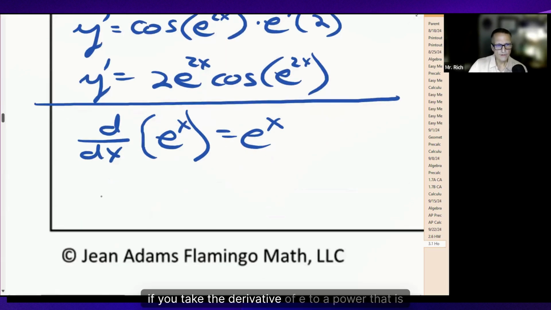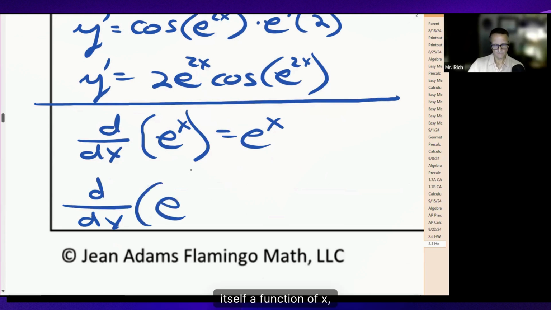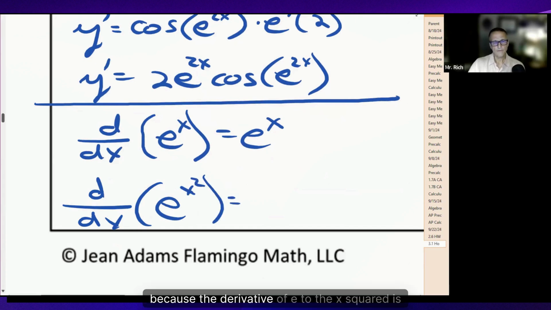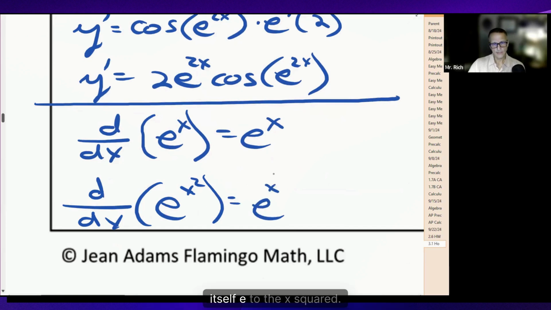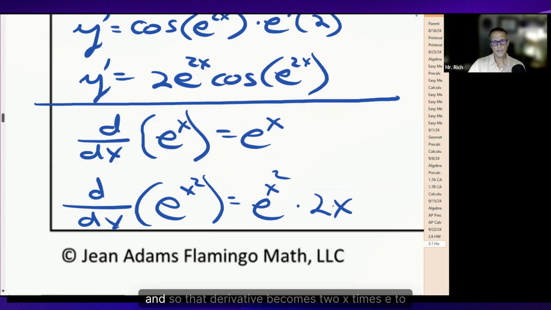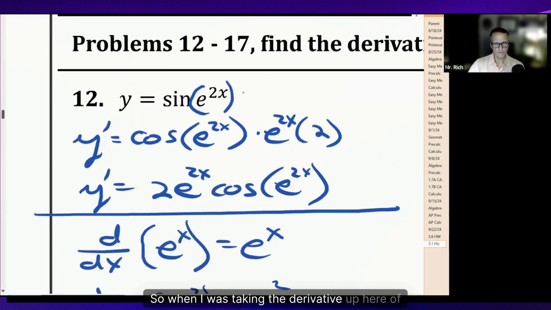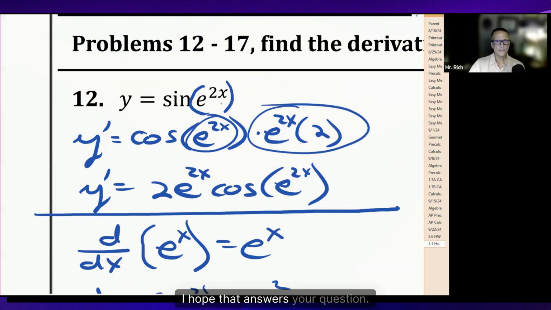However, if you take the derivative of e to a power that is itself a function of x, it could be, in this case, it was 2x. It could have been x squared. Well, this is a chain rule problem because the derivative of e to the x squared is itself, e to the x squared, but then I need to multiply it by its derivative by the chain rule. And so that derivative becomes 2x times e to the x squared. So when I was taking the derivative up here of this inside part, the derivative of e to the 2x is this right here. I hope that answers your question. If not, let me know.